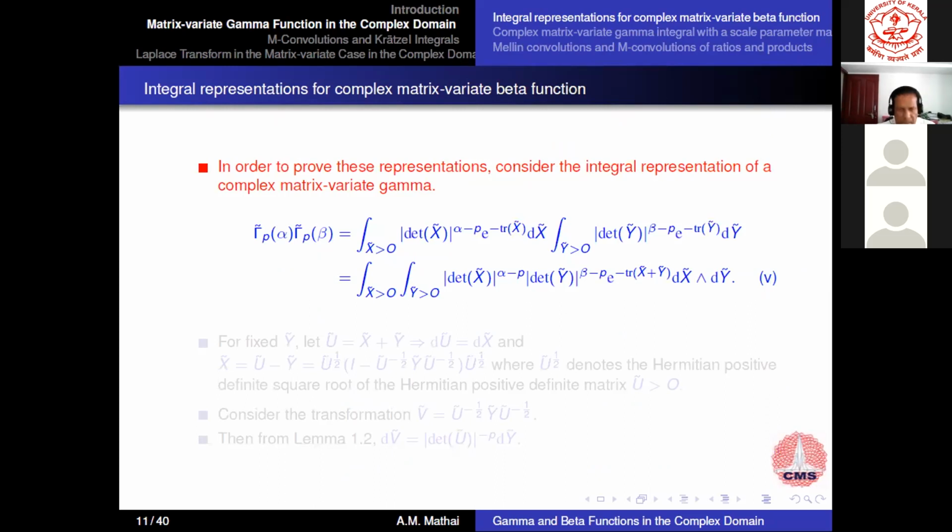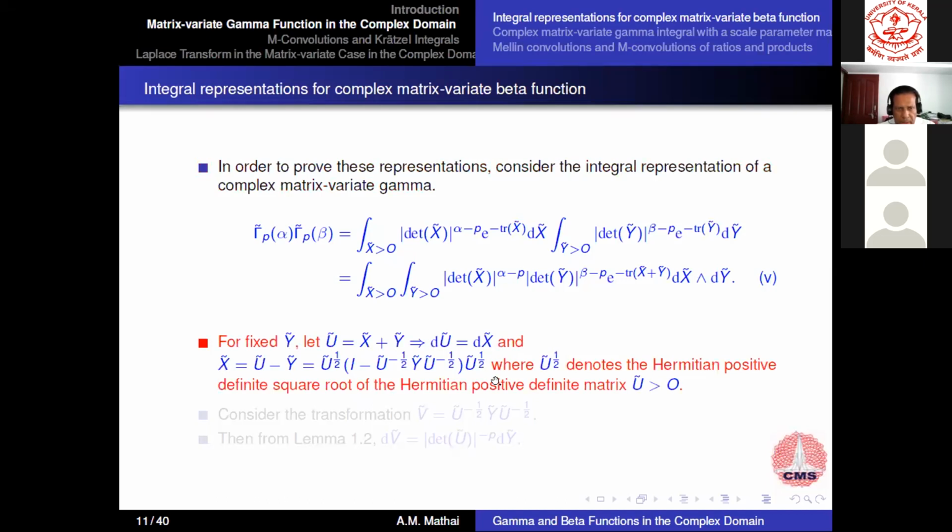And the derivation of it, I will derive one or two. So we start with the gamma integral. This is gamma p of alpha, gamma p of beta. So I can write this integral form and this integral form, or in that case, you have a double integral over X and Y. X is Hermitian positive definite, Y is also Hermitian positive definite, and we have this joint integral.